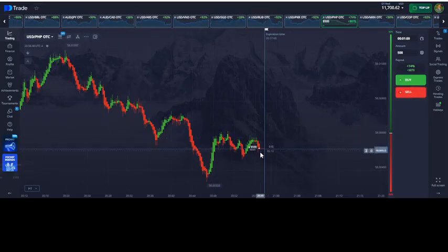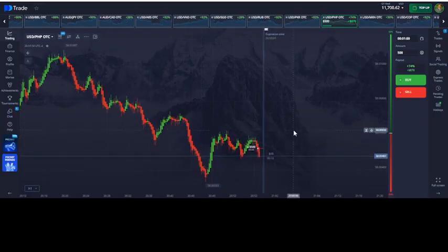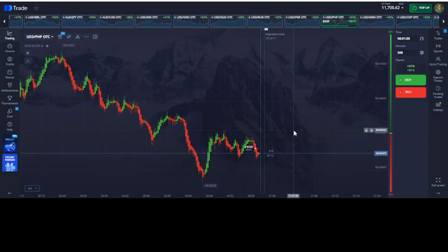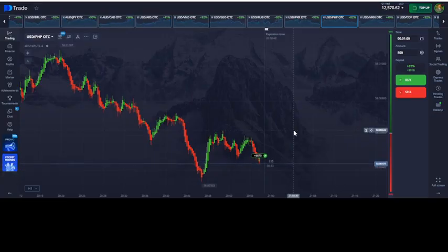All right, so I took a 60-second short here, expecting a reversal from this resistance level. Okay, so that trade was in the money. So I'm going to end the trading session here.